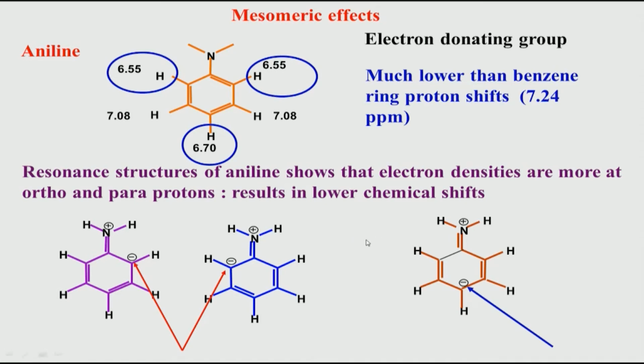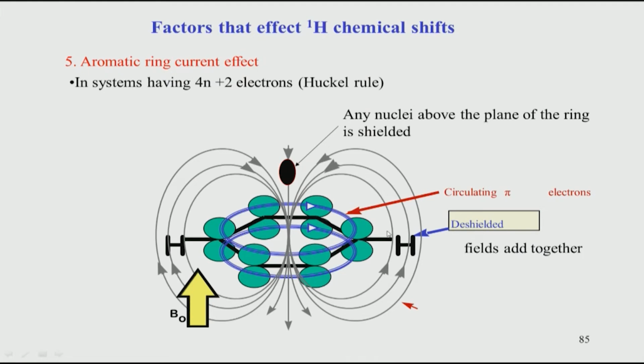Now we look at another effect because of which chemical shifts change, and that is called the ring current effect. This is typically observed only in aromatic rings. In aromatic systems there is a delocalization of electrons around the aromatic ring. This is schematically shown here.